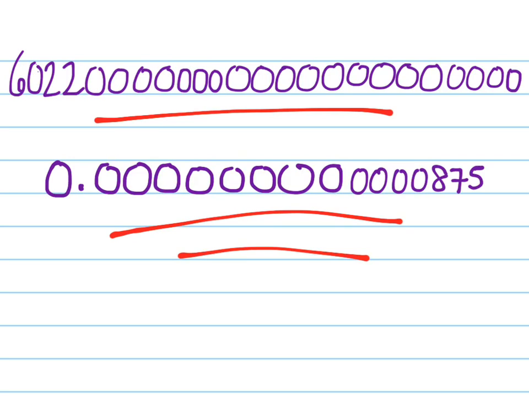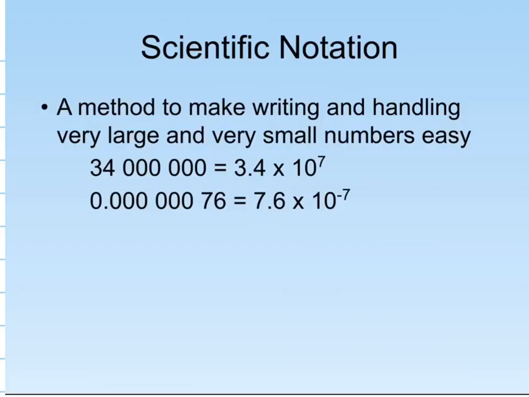Good thing we've got a tool. Scientific notation. Scientific notation is a simple method that relies on exponents and base 10 to make writing and handling very large and very small numbers very easy.